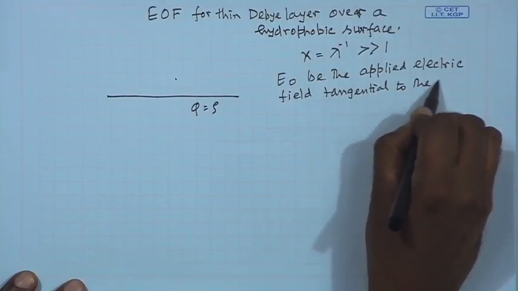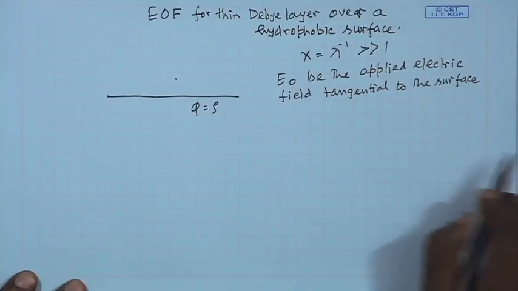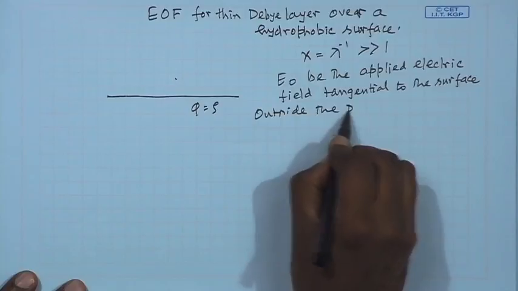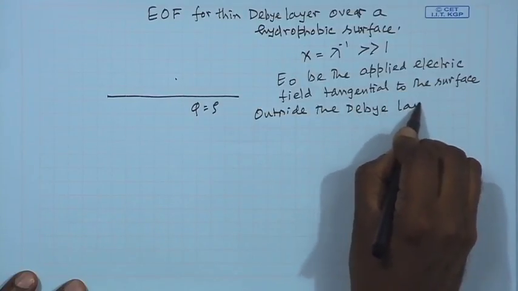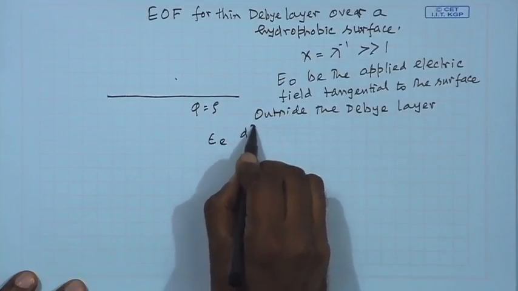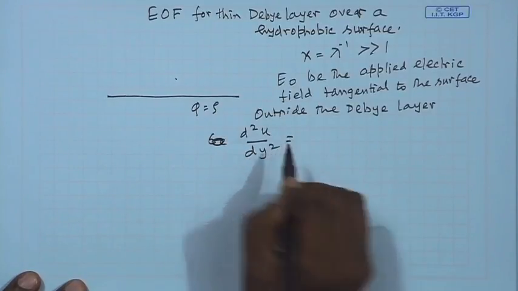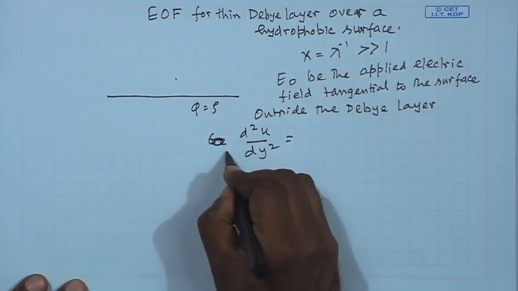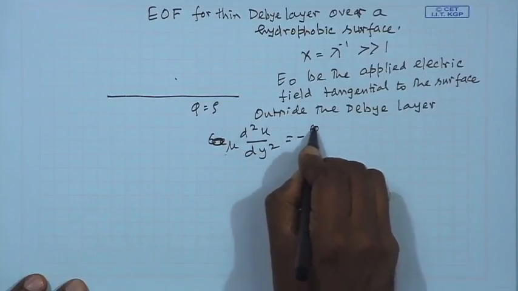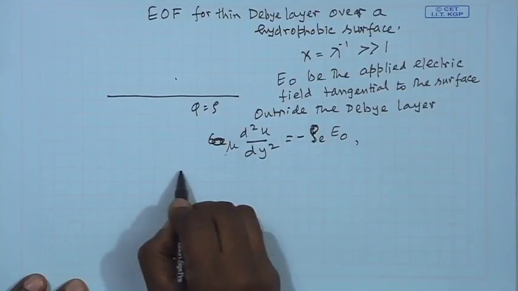Tangential to the surface, which is governing the electroosmotic flow. So outside the Debye layer, the flow is basically the balance between the viscous force, mu d2u/dy2, and the electric body force, minus rho e E0, in the momentum equation. Here rho e is the charge density.